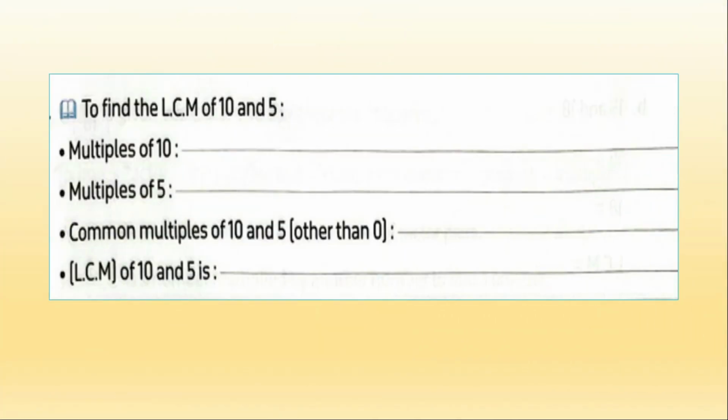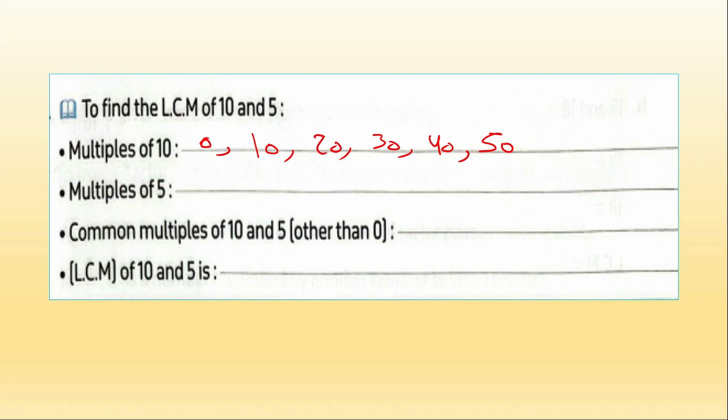To find the LCM of 10 and 5, find the multiples of each one. That means find the LCM using the listing method. So find the multiples of 10. 10 times 0 is 0. 10 times 1 is 10. 10 times 2 is 20. 10 times 3 is 30. 10 times 4 is 40 and 10 times 5 is 50.